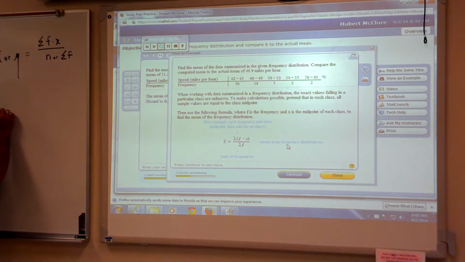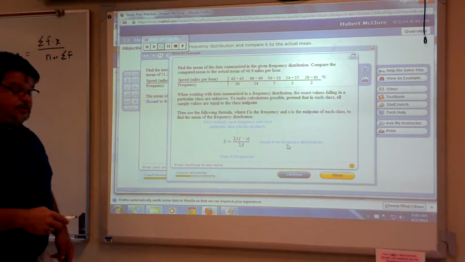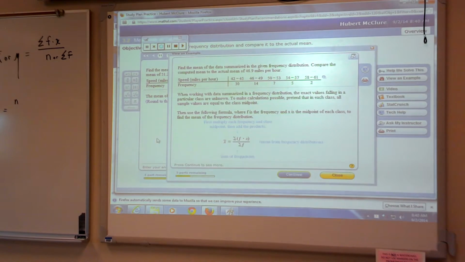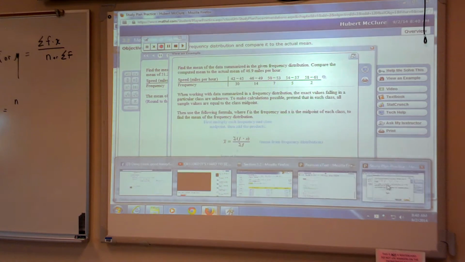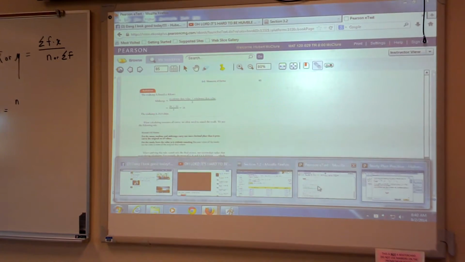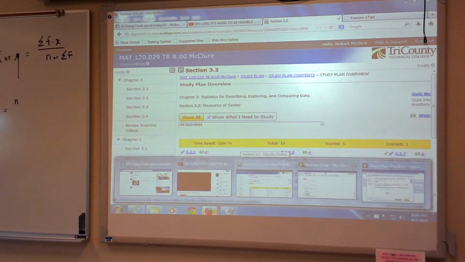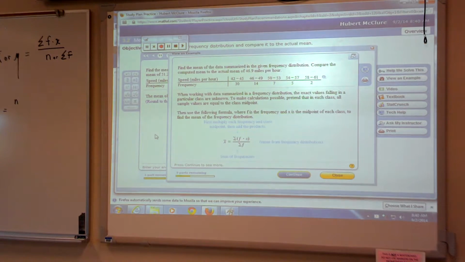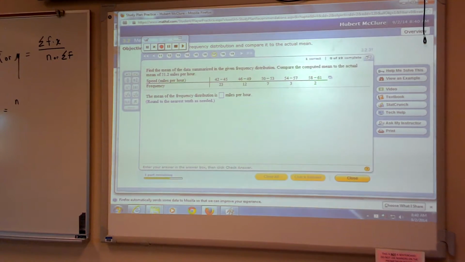The standard deviation is equal to n times the summation of f times x quantity squared. Really? I thought I had it on here. Oh well. What happened to it? Okay, well we got that one written down.